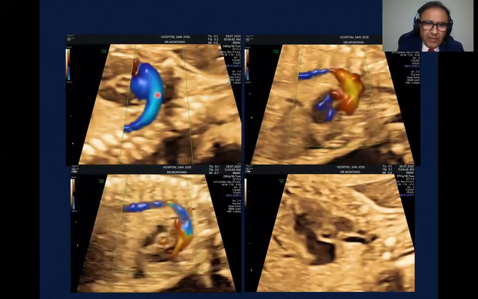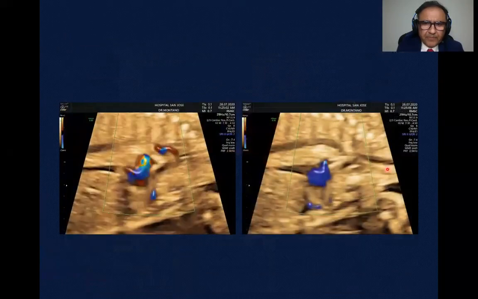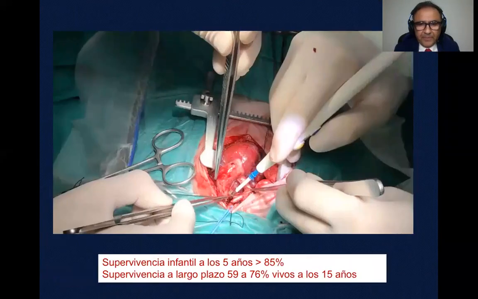Here we can see an image that shows a wide ductal arch along with a type B interruption of the aortic arch. Here are the images. Please remember that in fetal life, the most representative image of interruption of the aortic arch will be when the characteristic V on color Doppler is lost. We will see a wide ductal arch, and here we will only see the ascending aorta, and we will not be able to see the transverse aortic arch because it will be interrupted.